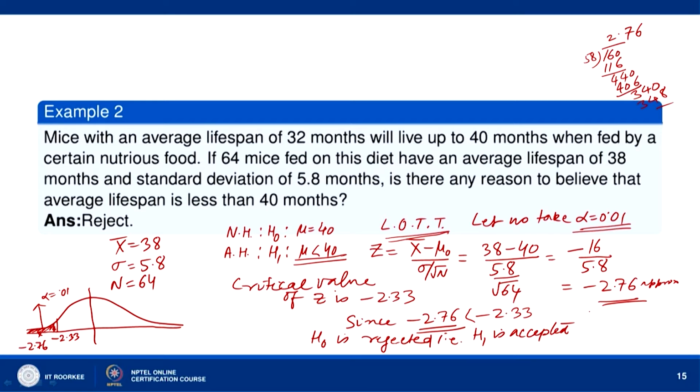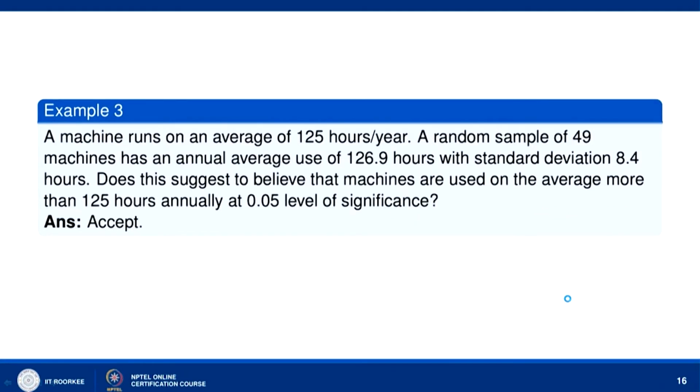Okay. So, that is the conclusion, that there is reason to believe that the average lifespan of mice when fed by a certain nutritious food is less than 40 months. Now, let us discuss a machine that runs on an average of 125 hours per year. A random sample of 49 machines, so n is equal to 49, has an annual average use of 126.9 hours. So, x bar is equal to 126.9 with standard deviation sigma equal to 8.4. Does this suggest that machines are used on the average more than 125 hours?